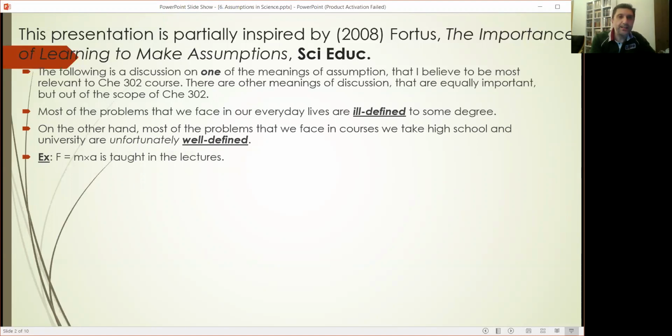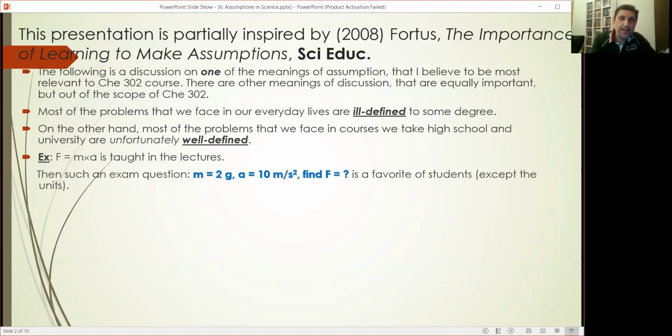What do I mean by that? For instance, this is the stereotype equation. When somebody says an equation in physics or science, F is equal to ma is the stereotype equation. This is taught in lectures. Then if somebody asks in a midterm exam, m is equal to 2 grams, a is equal to 10 meters per second squared, find what F is. This is probably a favorite type of student question, except probably the unit, because of the grams, we don't like that. Then F is going to be what, newtons, whatever.